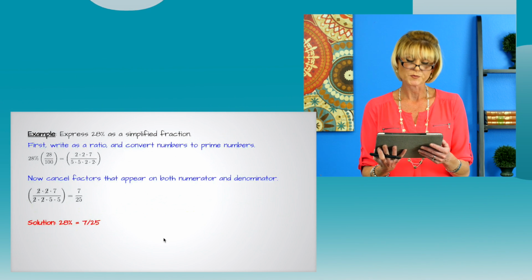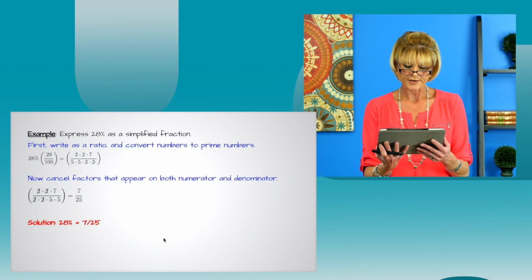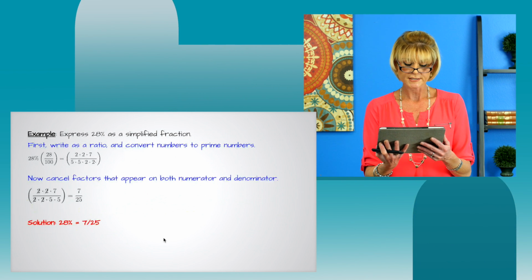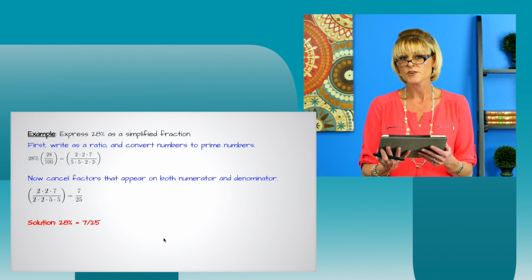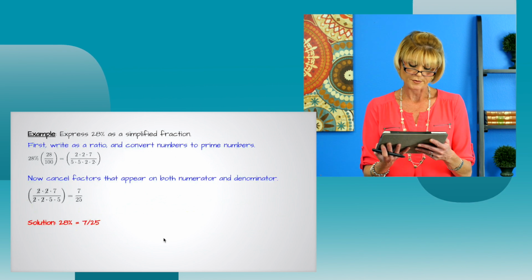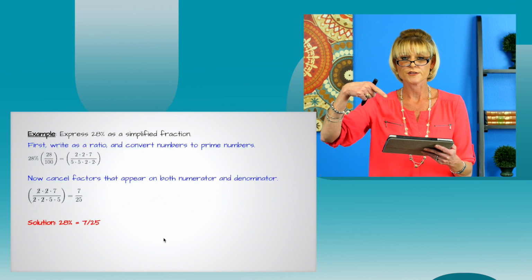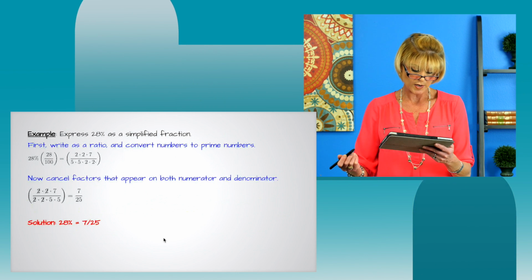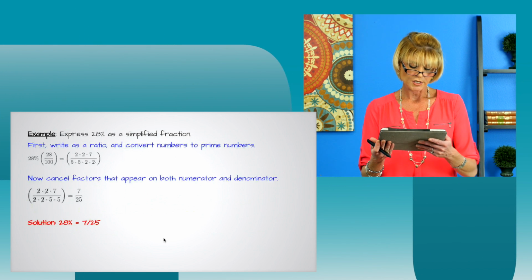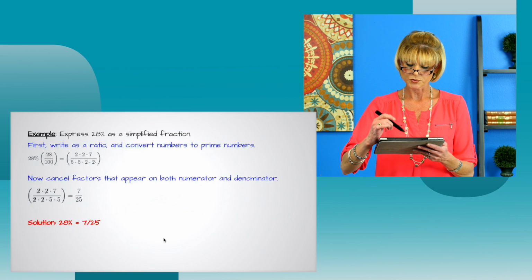Here's another example. Express 28% as a simplified fraction. First, you want to write it as a ratio, and then convert the numbers to prime numbers. Then you can cancel out the factors that appear in both the numerator and the denominator. That's a faster way to do it as well. And that gives you the solution, 28% equals 7 over 25.